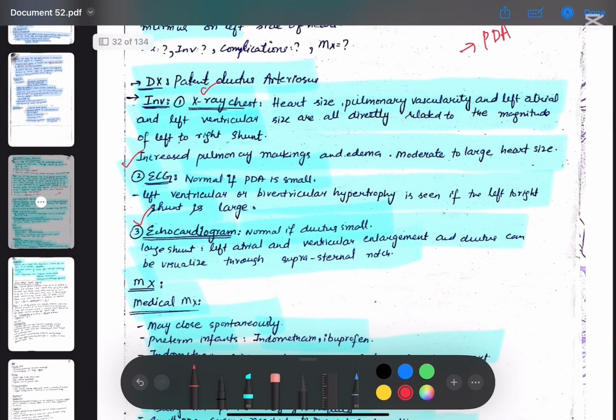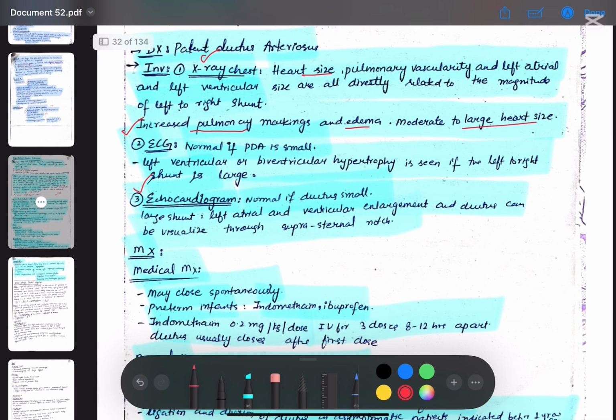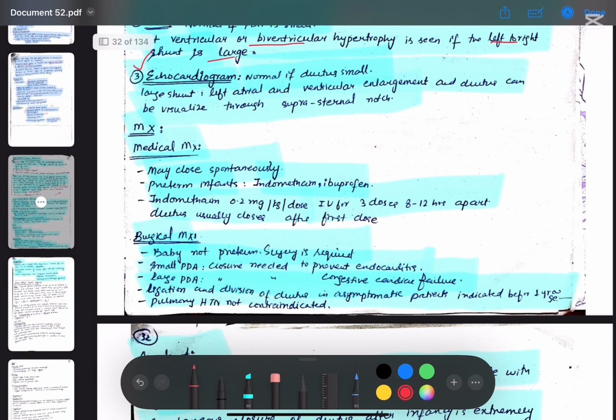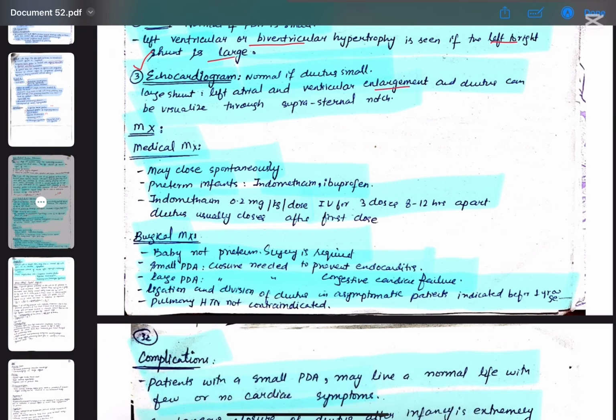On X-ray chest, the heart size and pulmonary vascularity are checked, and there will be increased pulmonary markings and edema and moderate to large heart size on the chest X-ray. In ECG, left ventricular or biventricular hypertrophy is seen if the left to right shunt is large, and on echocardiogram, the left atrial and ventricular enlargement is seen and the ductus can be visualized through the suprasternal notch.